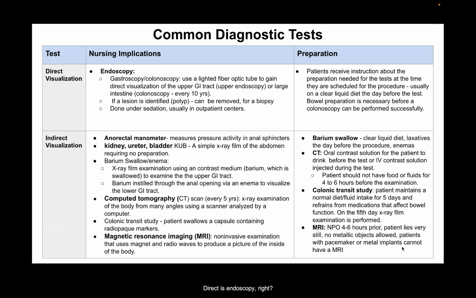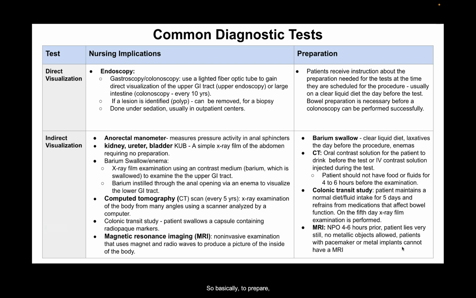Direct is endoscopy, right? Your gastroscopy, colonoscopy, basically a lighted fiber optic tube is used to gain direct visualization. So they'll put this tiny camera inside through your colon to visualize the GI tract, right? To see if there are any lesions or polyps or anything like that. And sometimes these can be removed for a biopsy to see if they're cancer related. It is done under sedation, usually in outpatient centers.